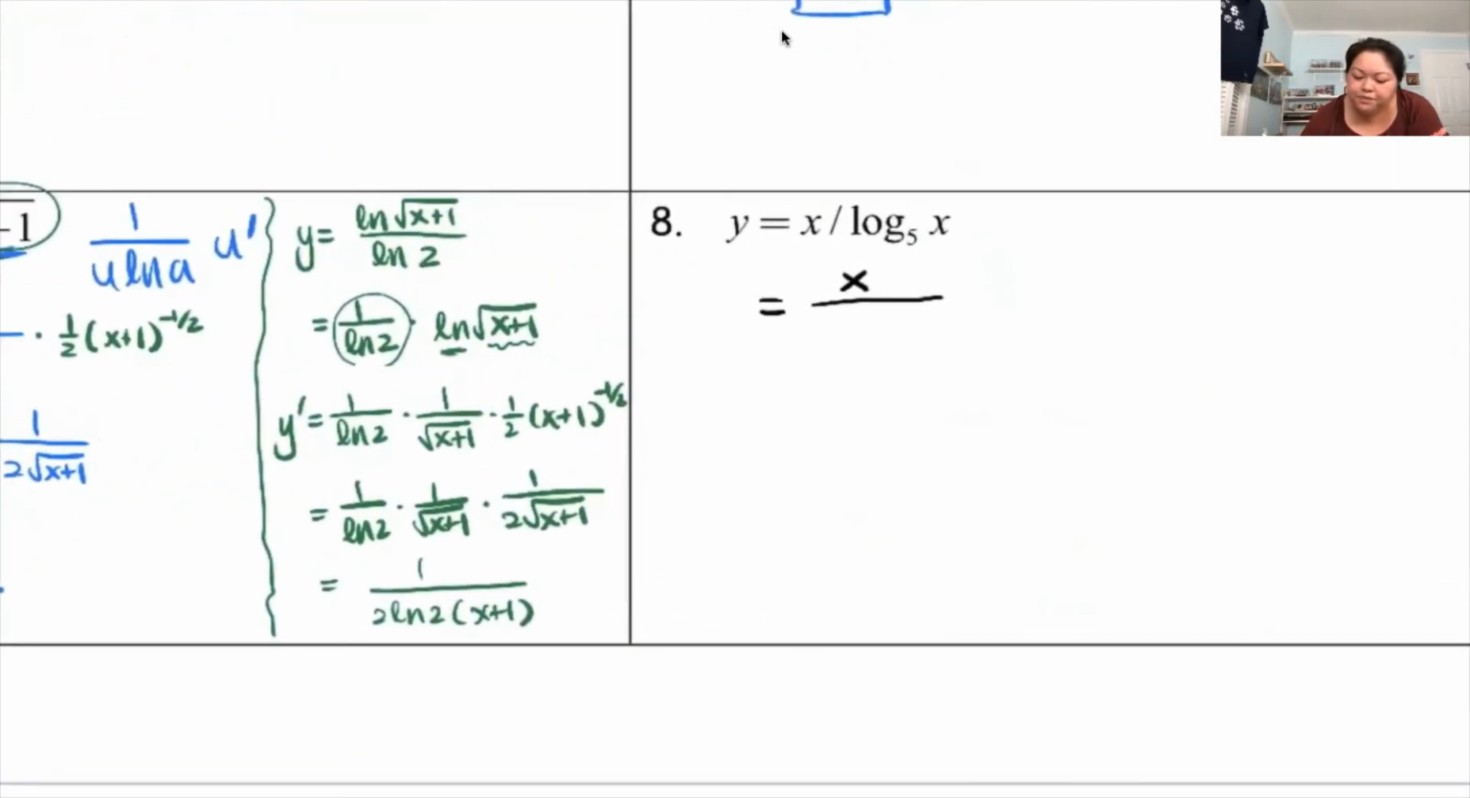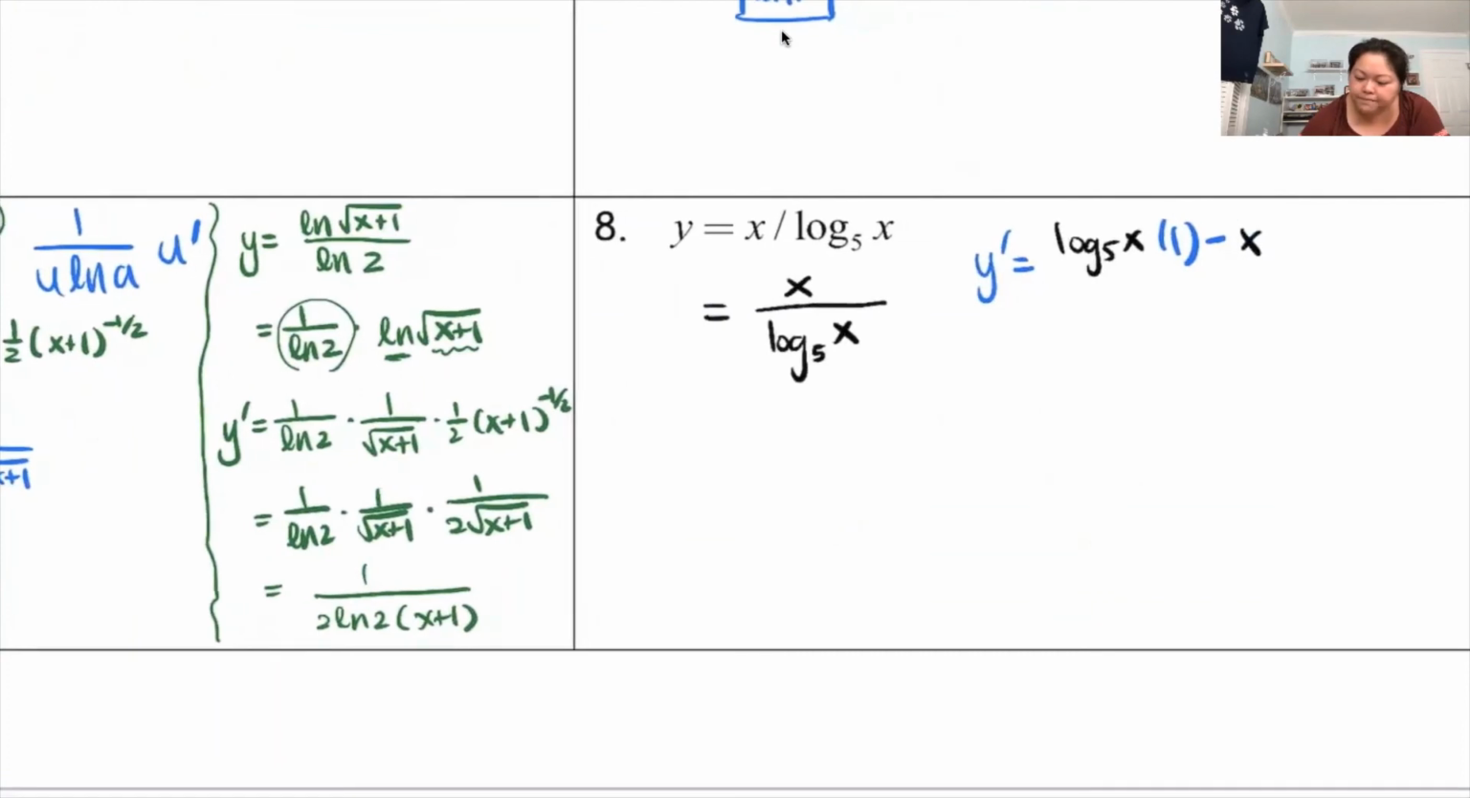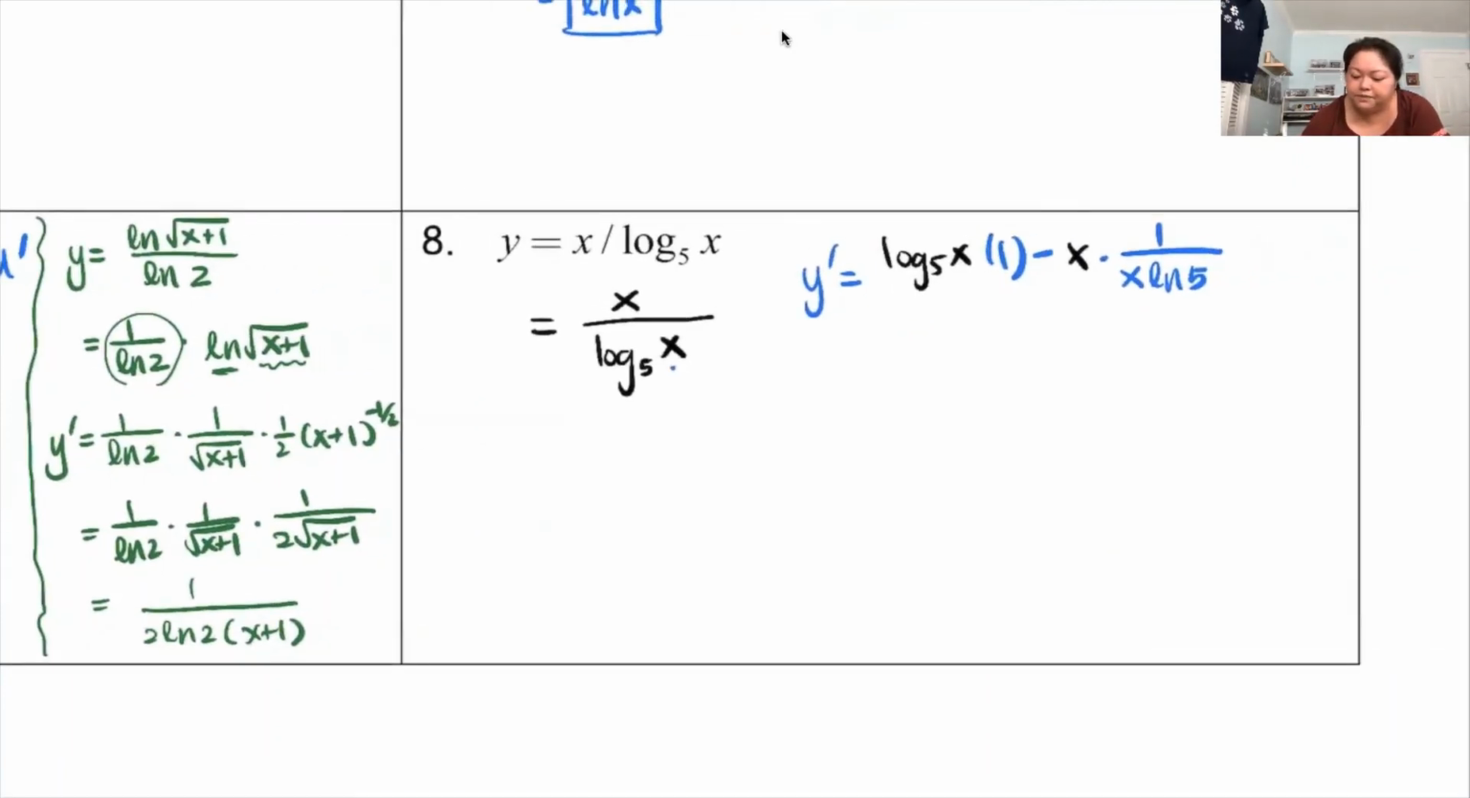Okay, so you have x over, and then log base 5 of x, right? All right, so remember, we got to use quotient rule. So y prime, low d high minus high d low. So low is still the log base 5 of x. D high, the derivative of the top, is 1, minus high, the top, is x. D low, okay, this gets a little bit tricky, right? So the derivative of the bottom is 1 over u, which is your variable, your x, your argument, times natural log of 5. And then the x itself, what's the derivative of that? It's 1, so I don't have to worry about du dx, okay?